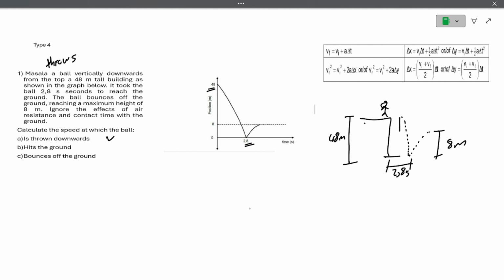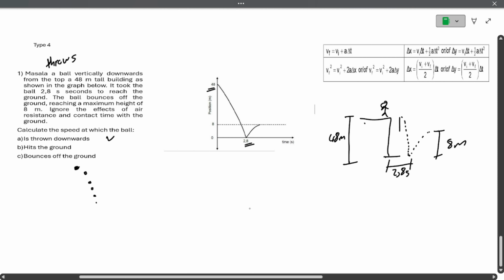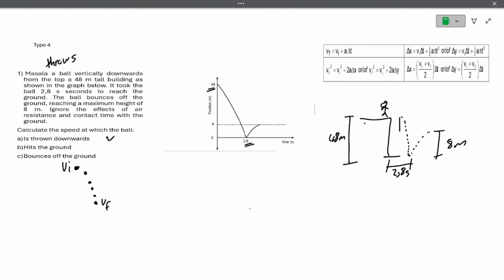Let me draw the arc so that we can be on the same page. It throws a ball from a certain height, and then that ball reaches the ground. So this will be our v final, our final velocity when the ball reaches the ground, and our v initial will be when the ball is thrown downwards. For now, we are not dealing with this part of the motion. We are dealing with this part of the motion, which is here.